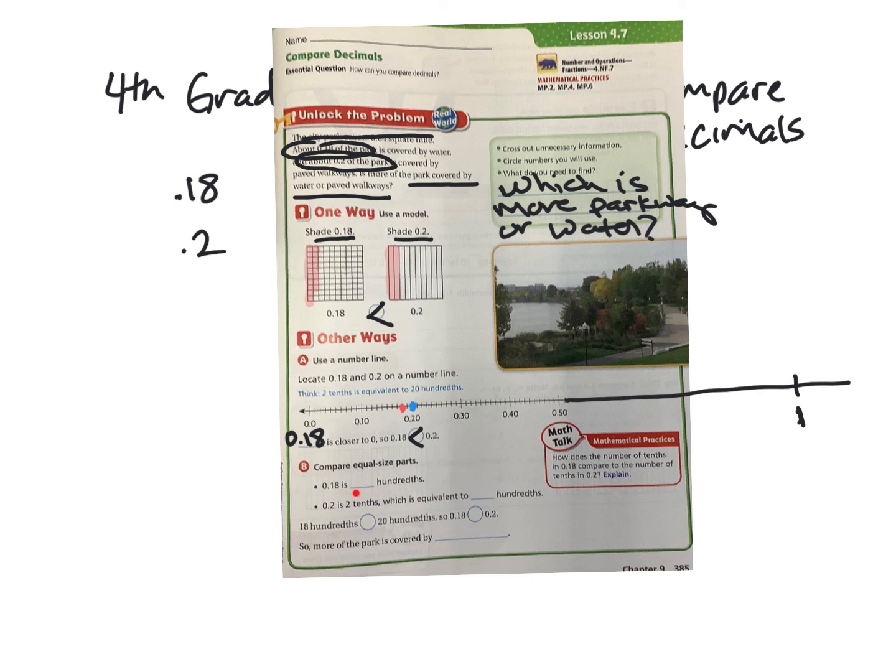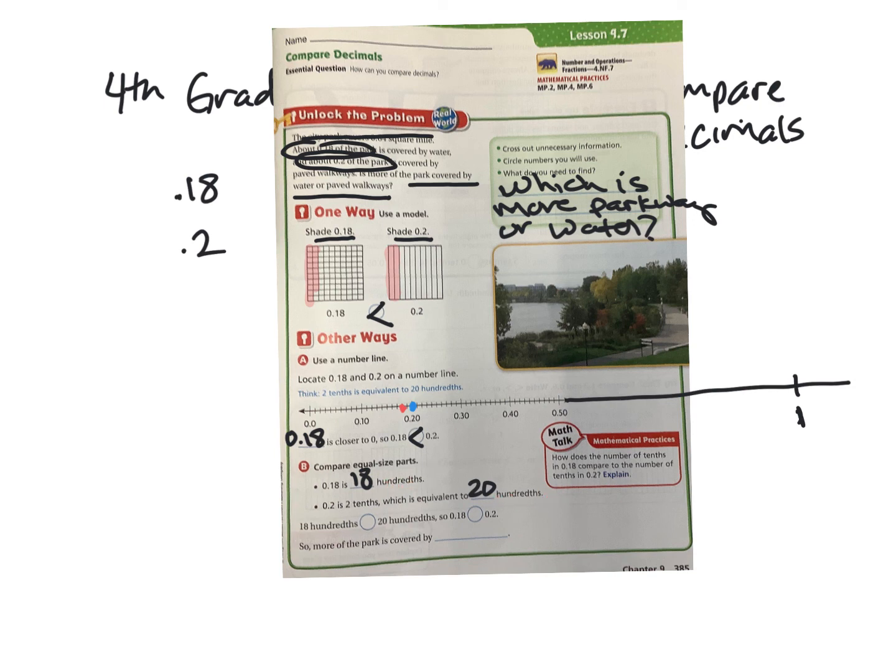Okay. Compare equal sized parts. 0.18 or 18 hundredths is 18 hundredths. And instead of calling this 2/10, let's make it 20 hundredths. Let's put that 0 on the end to make it a 20 that ends in the hundredths place. 20 hundredths. So now that we have compared the equal parts, it's like having a common denominator, right? That is exactly what this is, hundredths and hundredths.